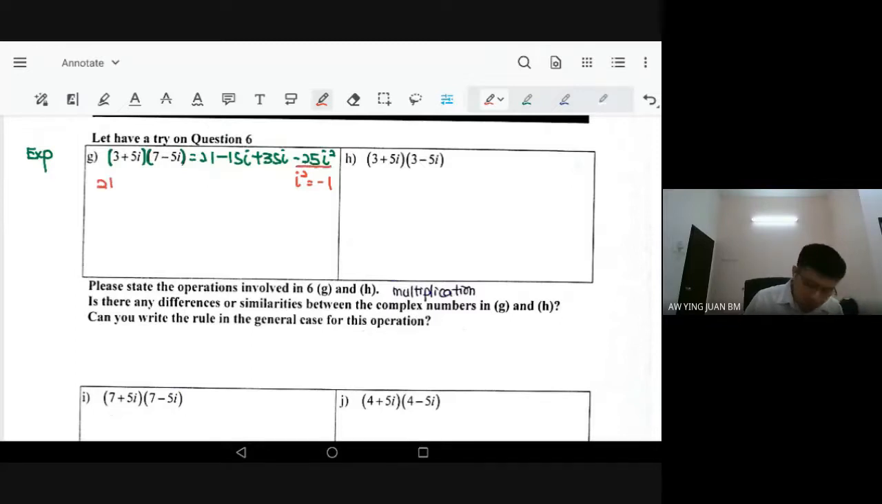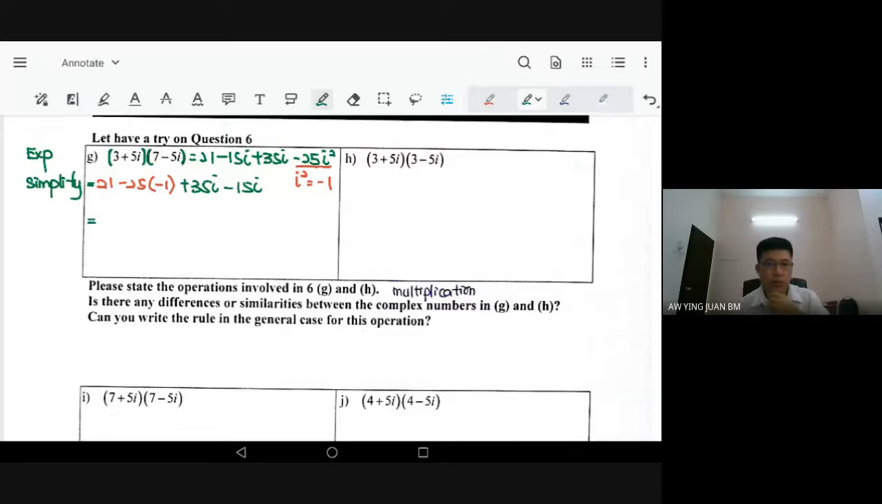Continue. We have 21. Fokus ini, saya tahu, negative 25 multiply negative 1 plus 35i minus 15i. Simplify. Okay, saya simplify. So simplify, kita get back to operation for addition and subtraction. Nampak tak? Saya dah cakap dah. Dia akan kembali ke perkara sebentar tadi. So we will have 21 plus 25. So we will obtain 46 plus 20i. So that is our product. Hasil kita. Multiplication of two complex number.